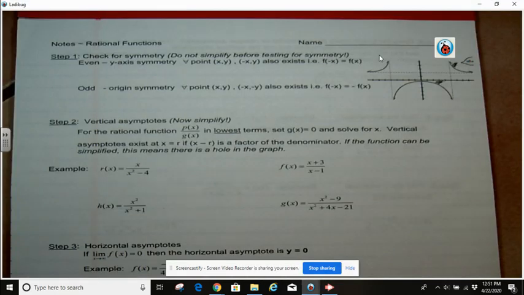Okay, so this is the lesson on how to graph rational functions using 6 steps. The PDF that I posted, this would be pages 3, 4, and 5. The first step is checking for symmetry.